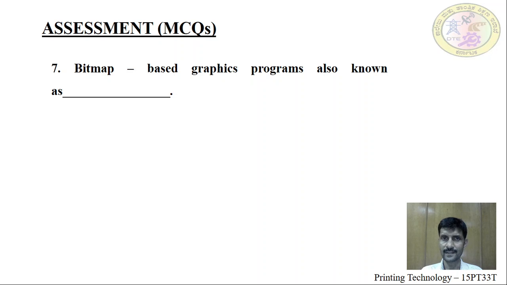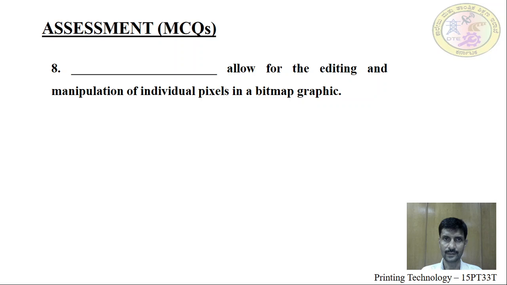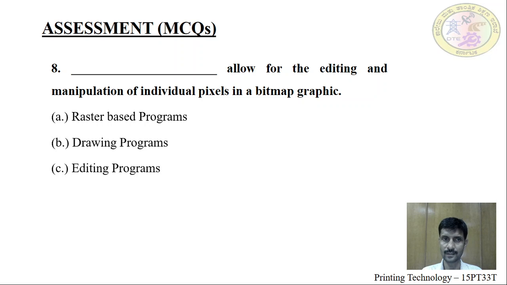Bitmap-based graphics programs are also known as raster-based programs, drawing programs, editing programs, and none of them. Clue is that it is made up of tiny pixels. We can edit the tiny pixels, even a dot. This is the clue for this question. Next question. Dash allows for the editing and manipulation of individual pixels in a bitmap graphic, which will allow which programs: raster-based programs, drawing programs, editing programs, or none of the above.